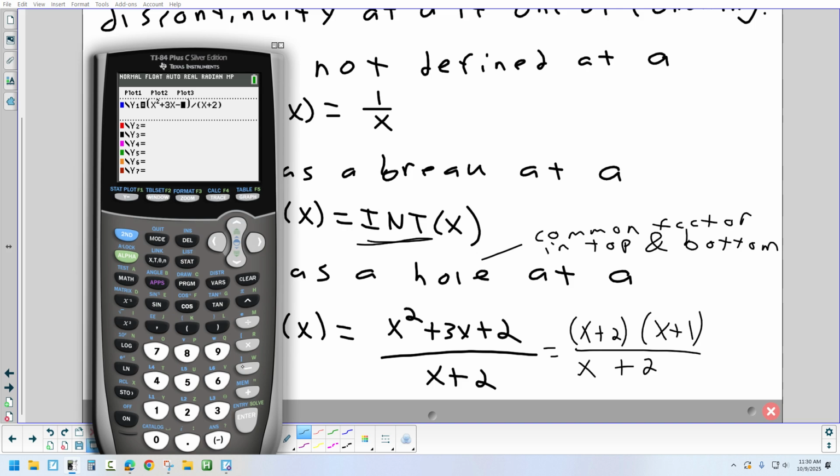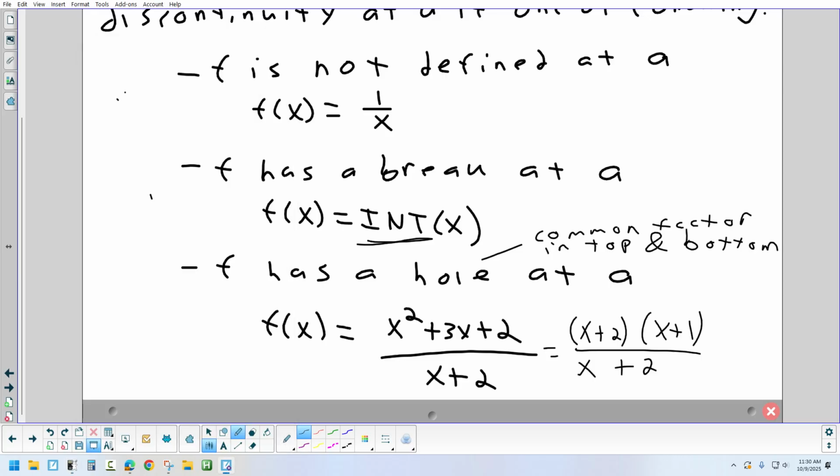You still can't plug in -2, because that would cause you to divide by 0. But look at the graph now. It looks completely different. Completely different, because the top doesn't factor into something that's in the bottom now. We messed up factoring.